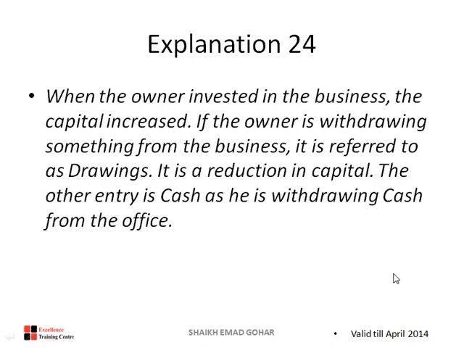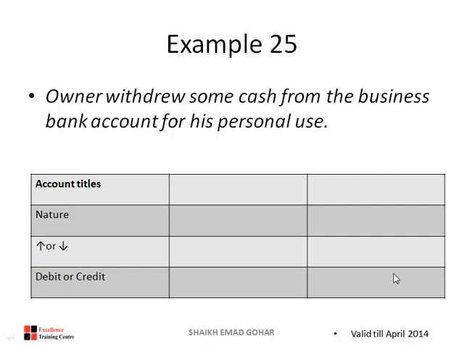When the owner is invested in a business, the capital increased. If the owner is withdrawing something from the business, it is referred to as drawings. It is a reduction in capital. The other entry is cash, as he is withdrawing cash from the office. The full explanation is with you. Okay. What about this one?